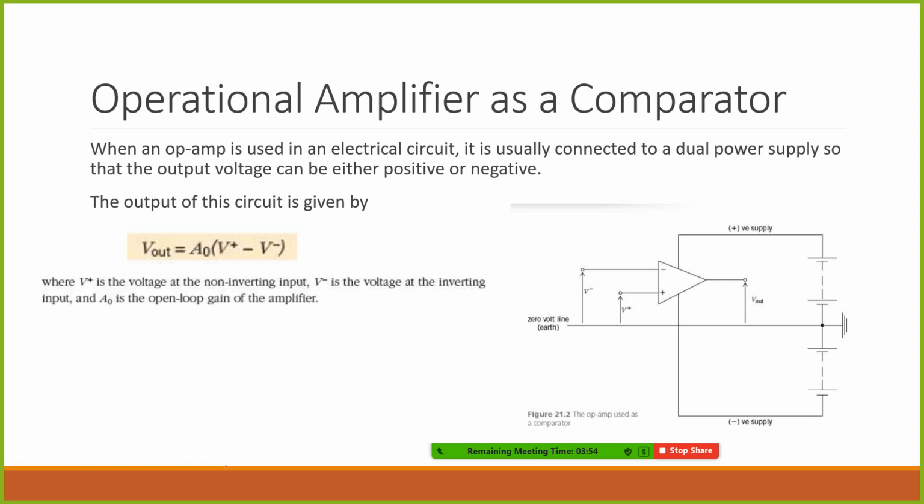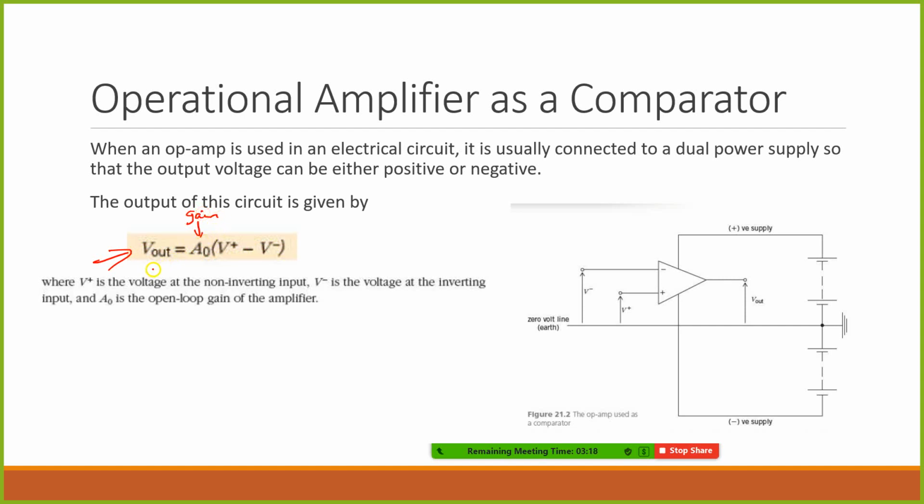Now, depending on what is at the input, it will determine what the output will be. There's an equation right here, as you're seeing on the screen. It's a very important equation, which shows how you would find your output signal by considering the gain of the operational amplifier. So by the way, this is the gain. A naught is the gain.